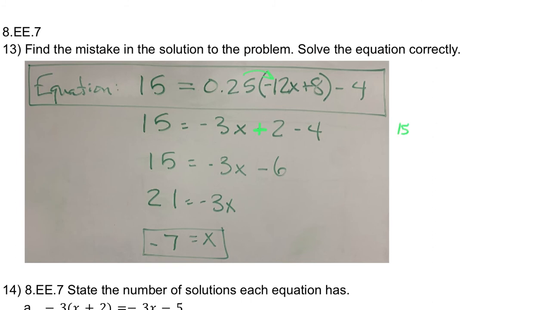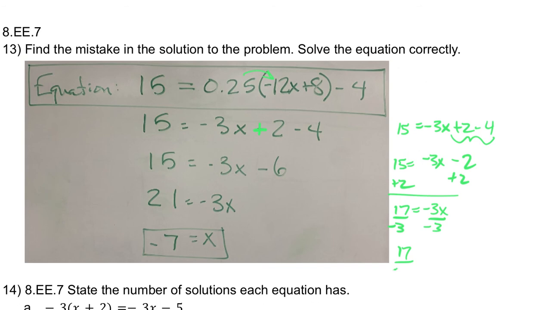So it's 15 is equal to negative 3x plus 2 minus 4. And then we put these together. So that's minus 2, negative 3x, 15. Add 2 to both sides. You have 17 is equal to negative 3x. Divide by negative 3. And 17 over negative 3 is equal to x. And that's the correct answer.